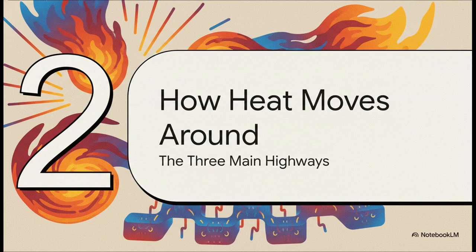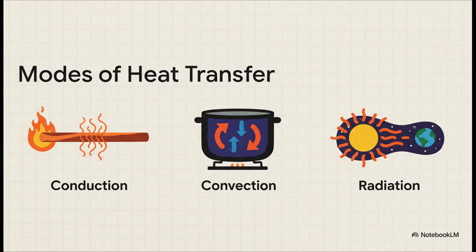All right, on to Section 2. How does heat actually move around? Think of it like this. There are three main highways that heat energy uses to travel. Remember these three names, class: conduction, convection, and radiation. I can almost guarantee you will see them in your exams. So let's break them down one by one so you understand them perfectly.